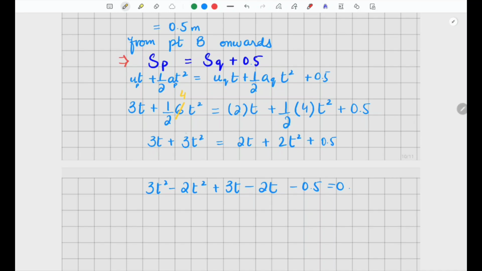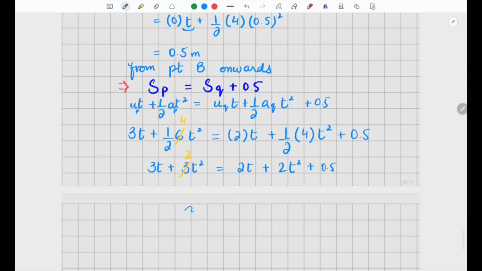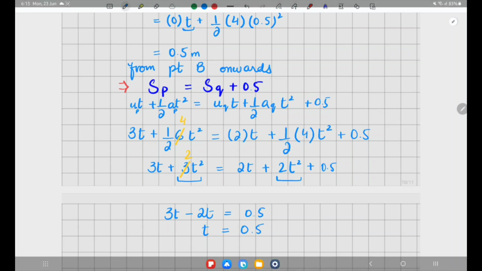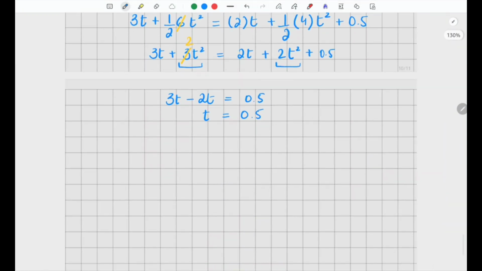So here it would be then 2t square. There will be 2t square on both sides, so they will be cancelled out. So don't write this out. This is going to be 2t square and 2t square, so these both will be cancelled out on both sides. So we are left with 3t minus 2t equals 0.5. So t will be equal to 0.5. So this is the time that is taken by the two particles to collide.